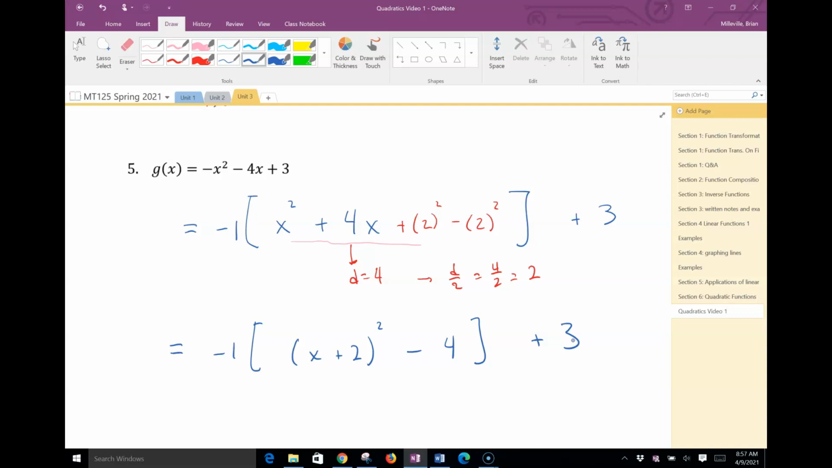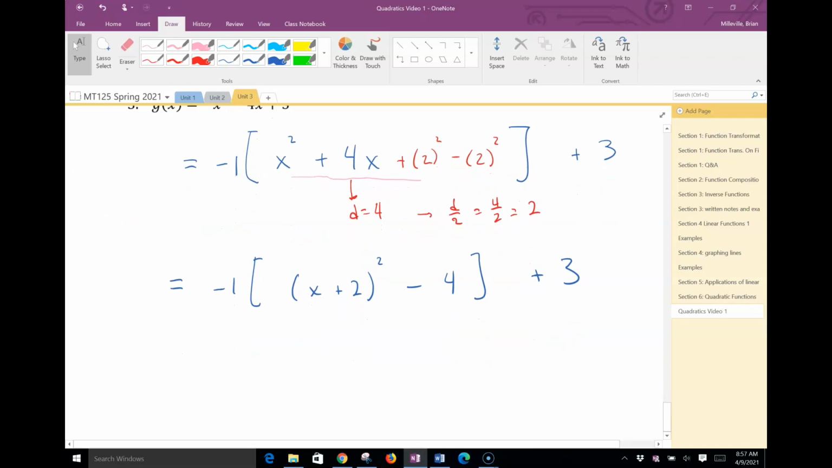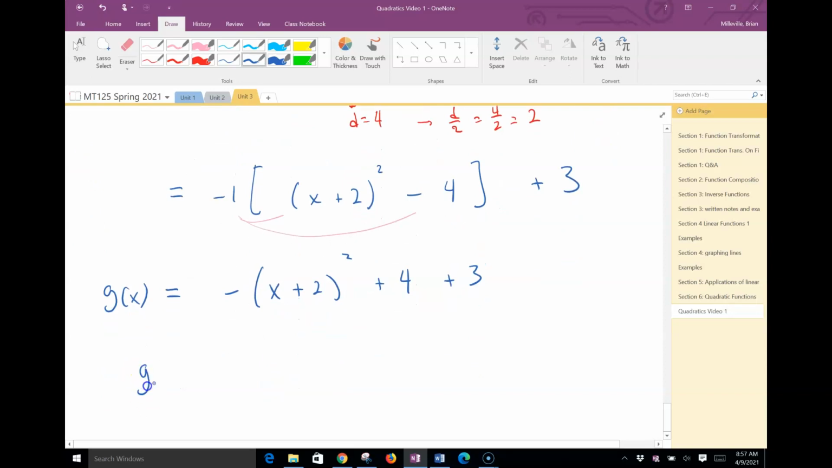Now to finalize this, we're going to redistribute the negative 1 through. So now that we've completed the square, we've got the x terms rolled together into 1. We're now going to put the negative 1 back through the bracketed term, which is going to give us negative 1, or just negative, in front of the x plus 2 squared. When we negate the negative 4, it becomes plus 4, and then we've got plus 3. So finally, this function's name was g of x, or g. What is the formula for g of x? It is negative the quantity x plus 2 squared, and then plus 7.